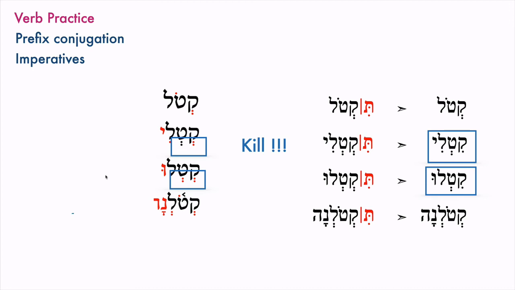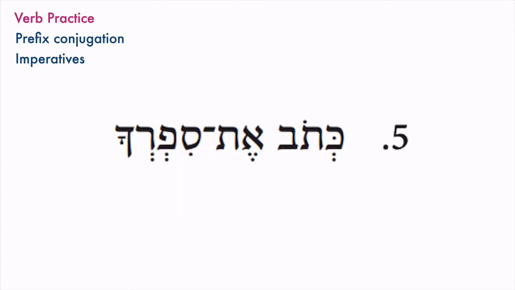Let's give just one example from Hackett chapter 12's homework, where we get one of these imperatives. So this is number 5, and we have ktov et sifrecha. Ktov. And that ktov is easier perhaps to recognize if we add back the preformative and we make it tiktov.